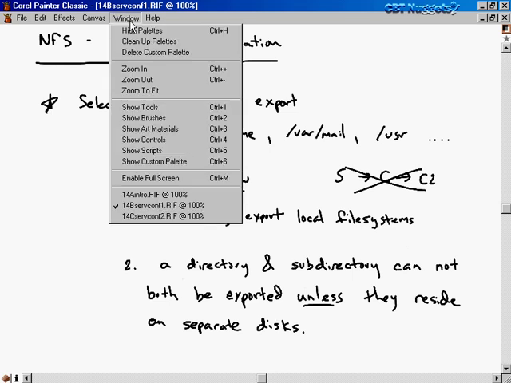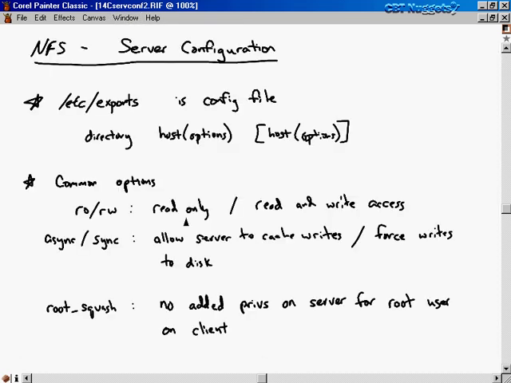Okay, now a couple other things with server configuration. This configuration file is called /etc/exports, and the format of that file looks something like this. And this is sort of right out of the info page or the man page. It starts with a directory. Each line of /etc/exports starts with a directory. This is the directory that we're going to export. Then it's followed by a host that we're going to export it to and a set of options.